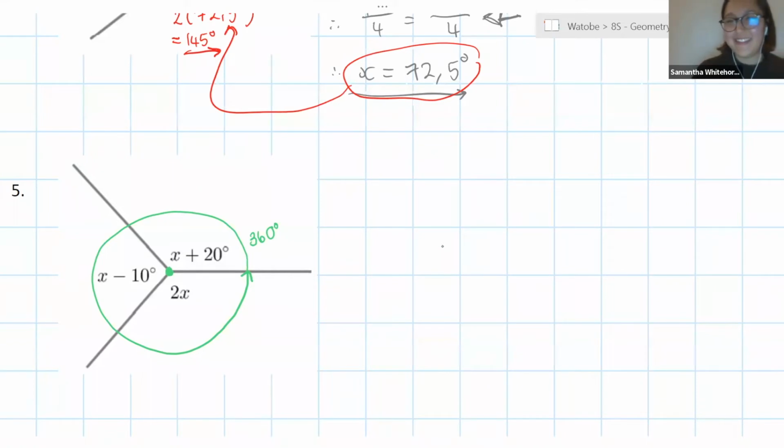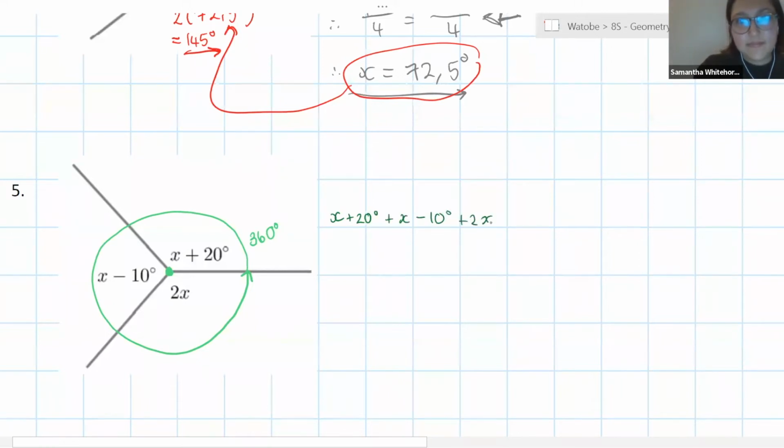Hi, ma'am. Hi. How are you guys doing? All right. Good. I'm good. So for this question, I said X plus 20 plus 10 plus 2X is equal to 360 because angles round a point. Then I separated the numbers saying X plus 2X is equal to 360 minus 20 minus 10.